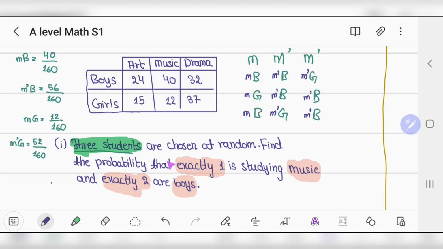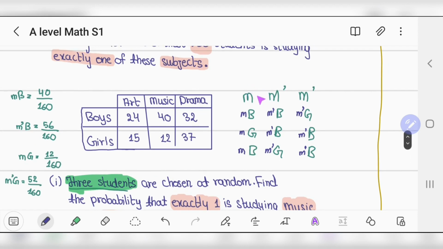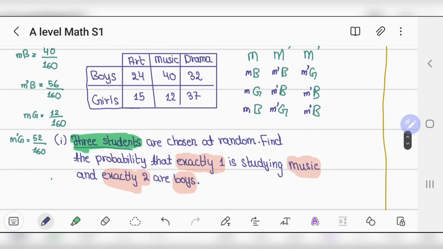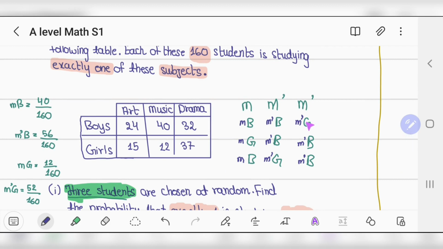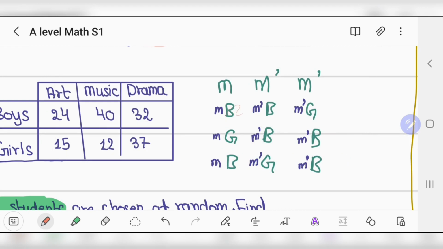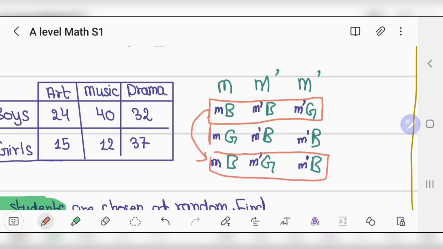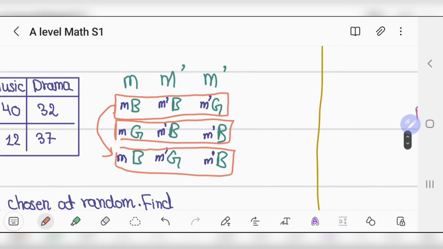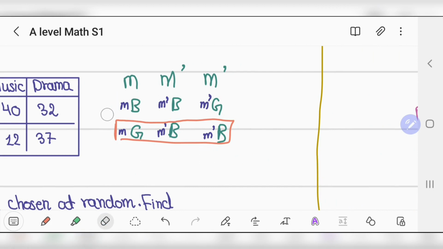So let's see the first part: exactly one is studying music, which means one is studying music and the other two are not studying music. And exactly two are boys, which means two are boys and one is a girl. So it could be arranged in this way, this way, or this way. If you look at it more closely, this part and this part are the same. This one is different. So we got two possibilities, two types. So let me remove this. We got these two.